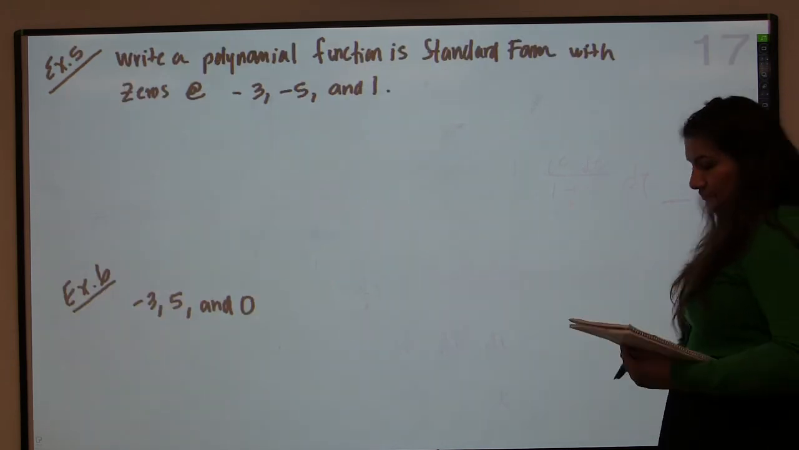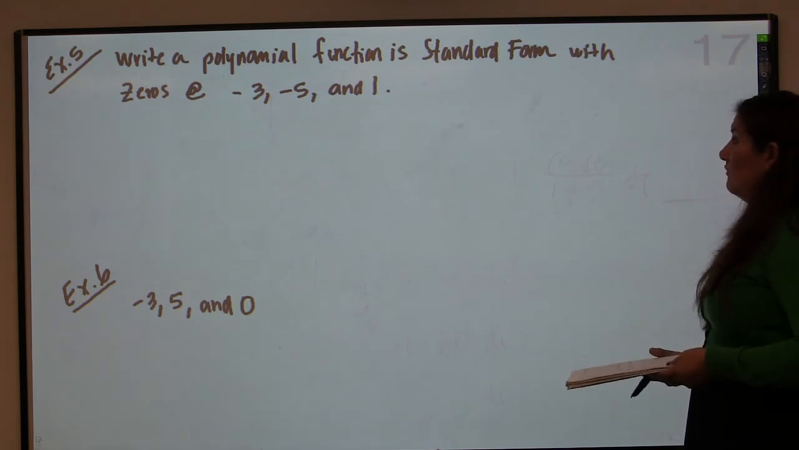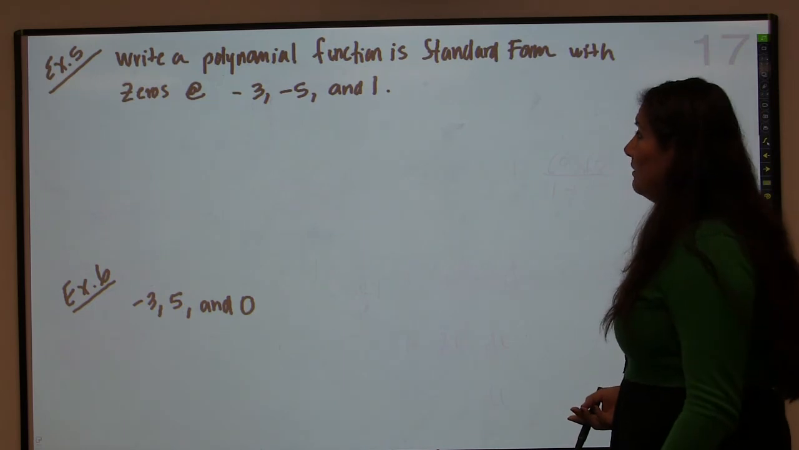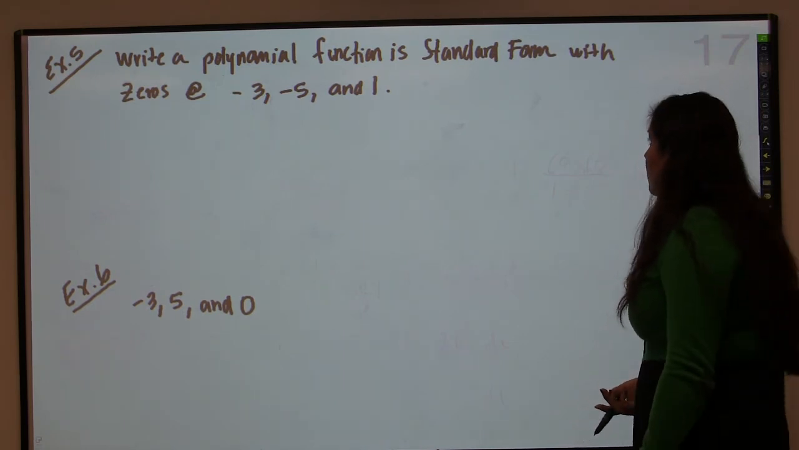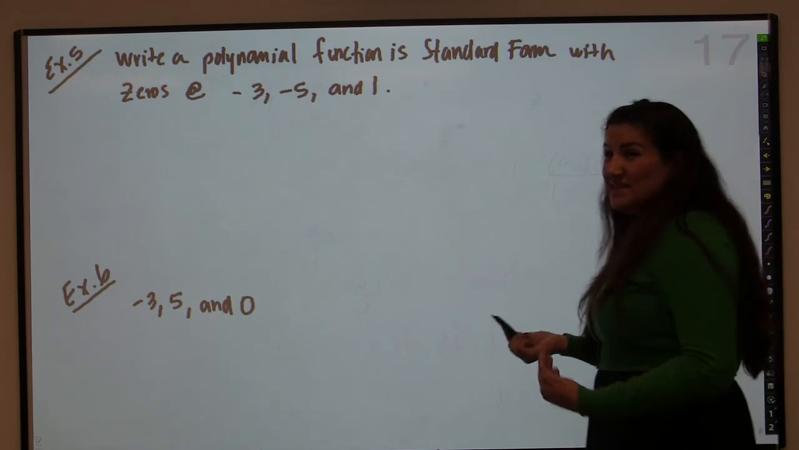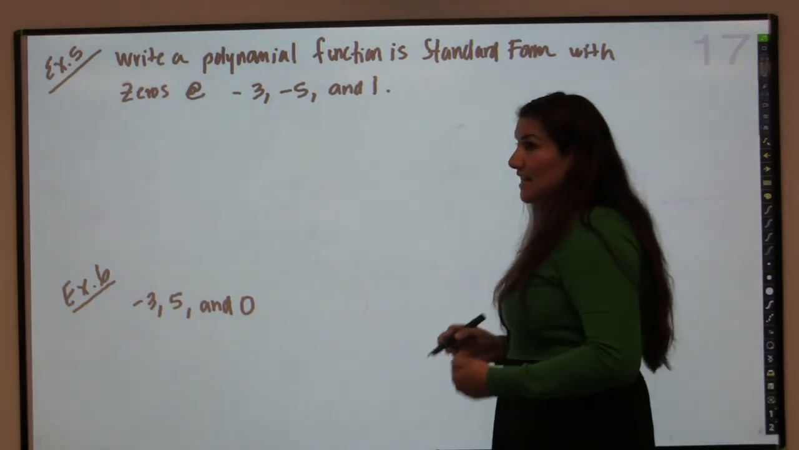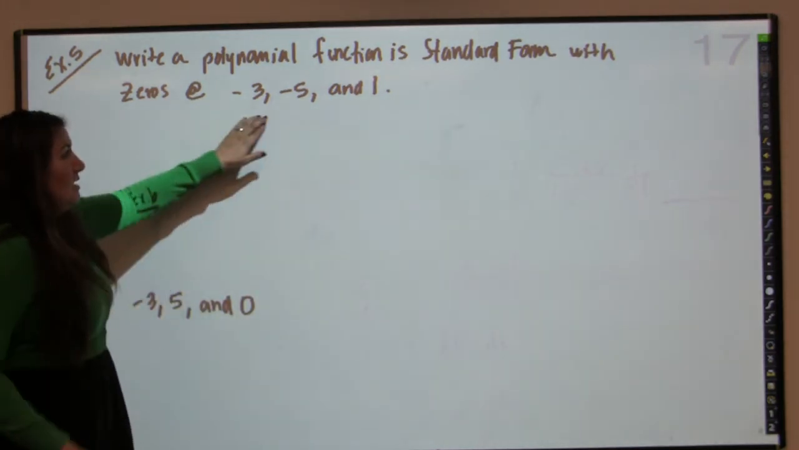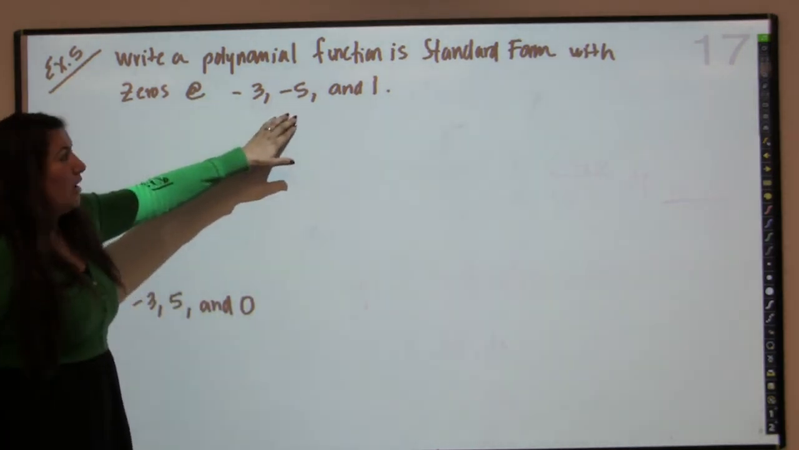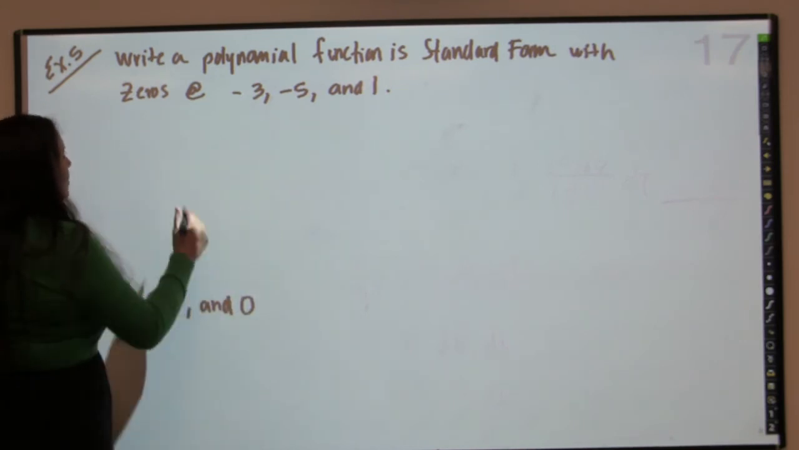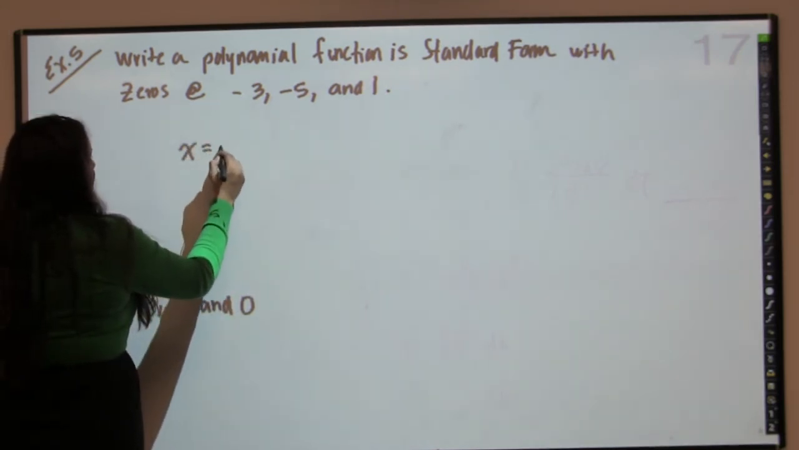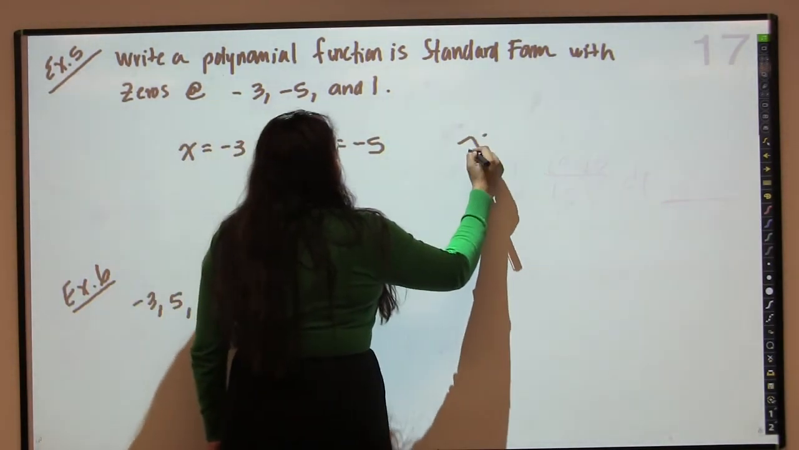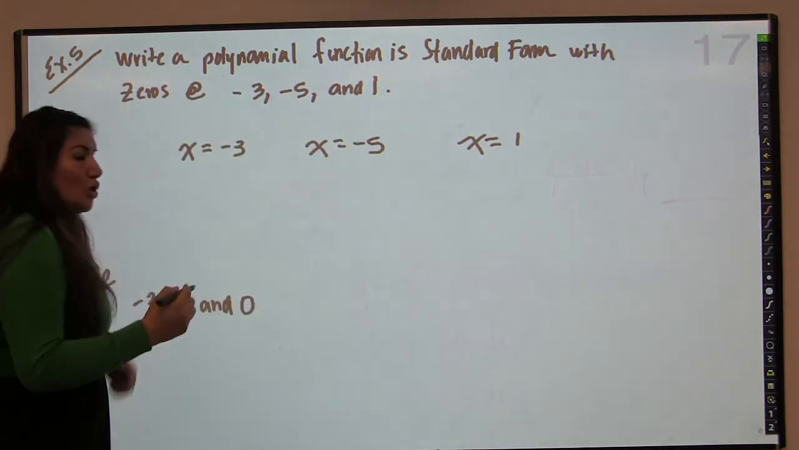Here we have another application of polynomial functions and this whole standard form thing. In this example, they're asking me to write a polynomial function in standard form with the following zeros. So basically what they're asking me to do is to go backwards. We just did an example where it was in factored form and then we found the zeros. So this time we know what the zeros are and we're going to work backwards. So what you want to do is you want to say that x equals negative 3, x equals negative 5, and then x equals 1. And then you go backwards.